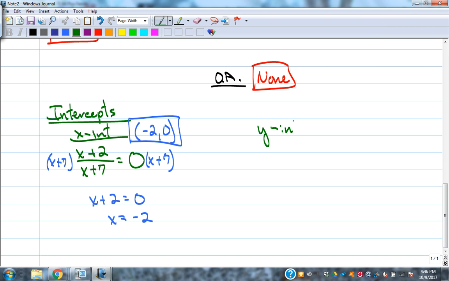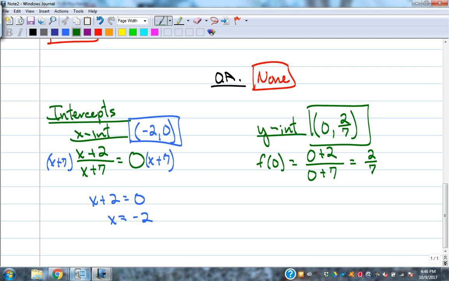Plug what in for x? Nope. To find a y-intercept, you plug a 0 in for x. So instead of x, you put a 0. That gives 2/7, right? So it'd be at (0, 2/7).